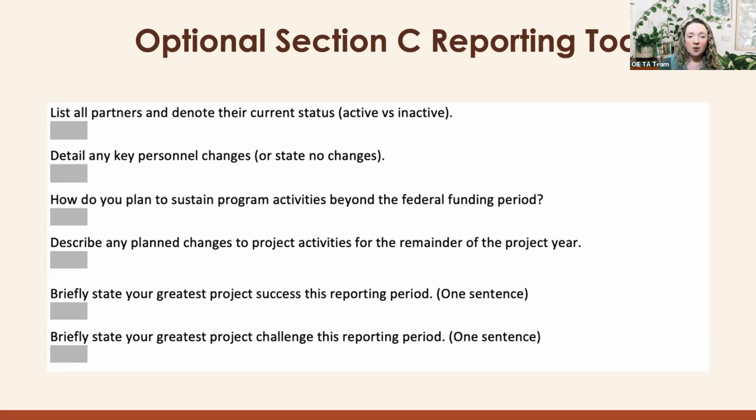And then the part that I think is particularly helpful for us: in one sentence, what's your greatest project success and your greatest project challenge this reporting period? It can be a little bit of a long sentence, but just one sentence. Greatest success and greatest challenge. And that's it for the section C tool. If you complete everything in the section C tool, that's all that's needed in section C. So you don't have to have a separate form if you don't have anything else you want or need to share.